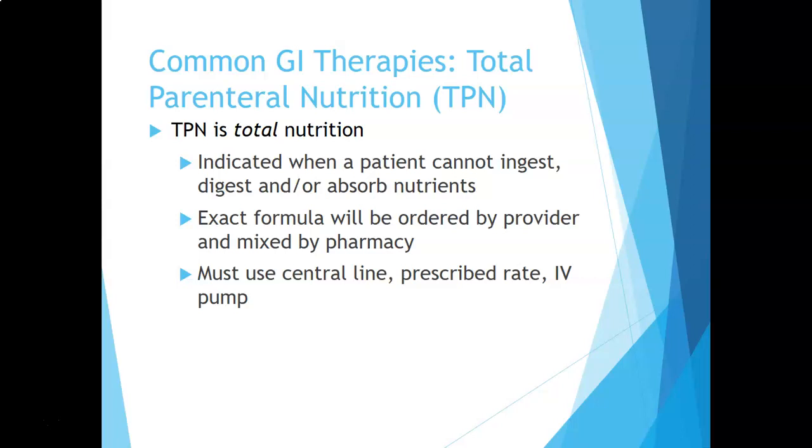Must use a central line. So that is really important to know. TPN is really caustic to small veins, so it's not something we want to administer through an IV in the hand. This person must have a central line. It can be a PICC line, it can be a port, it can be a central line up closer to their neck, but it has to be a central line. It will also be at a prescribed rate, and that is really, really important to follow. And you have to have an IV pump for it as well.